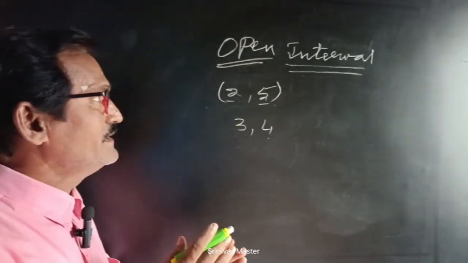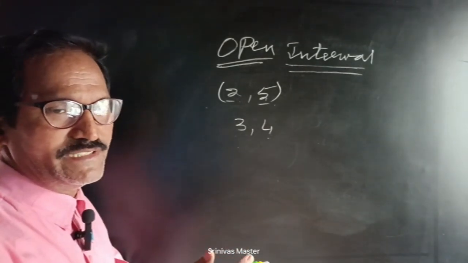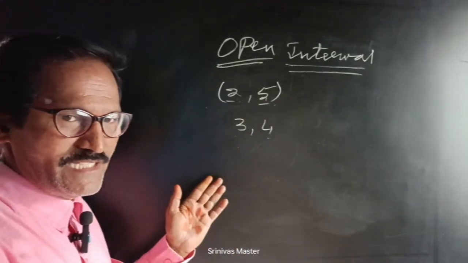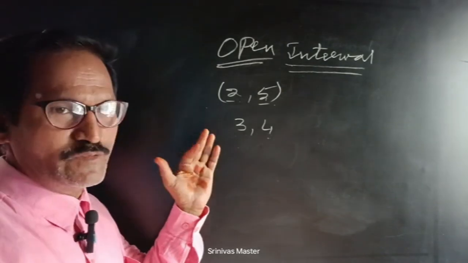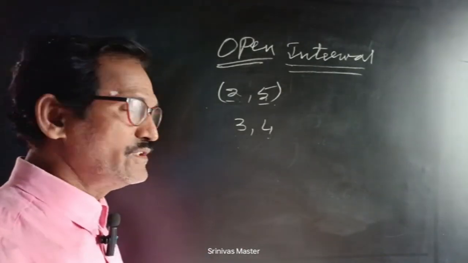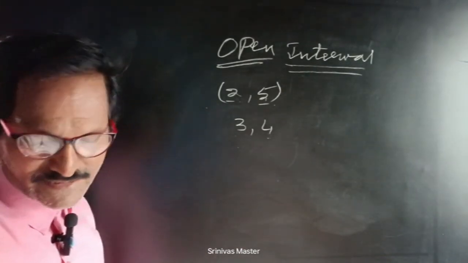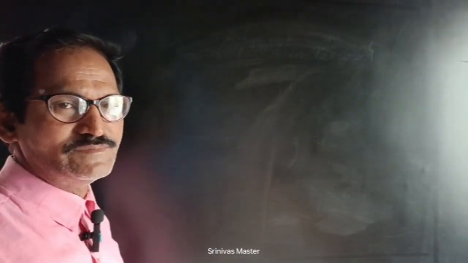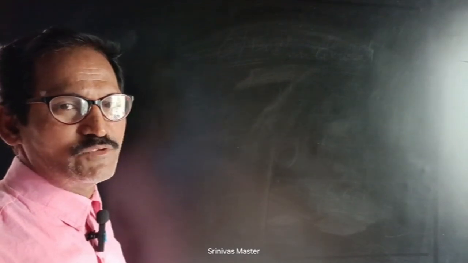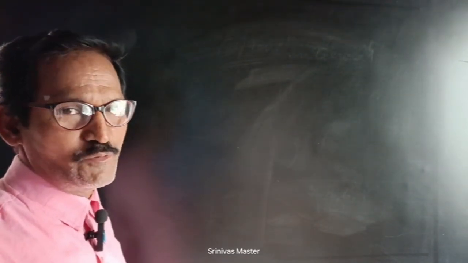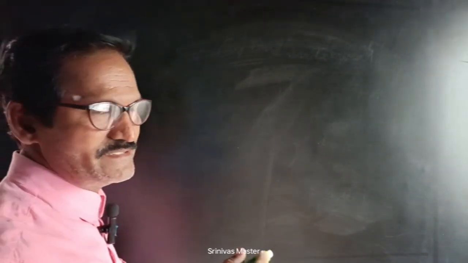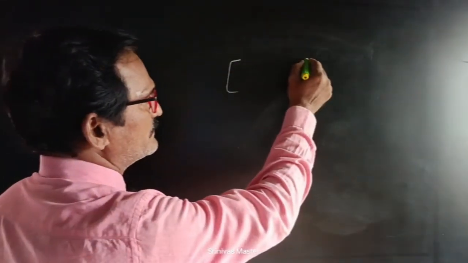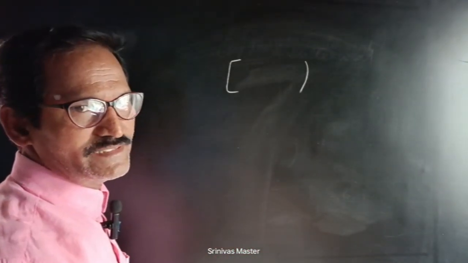So if you combine closed and open intervals in a different manner, what will happen? Let me explain. Be careful, understand. You can keep in your mind closed bracket and open bracket. Now I am combining closed interval and open interval, that means closed bracket and open bracket in a different manner. Suppose this is the closed bracket, and this one is the open bracket.